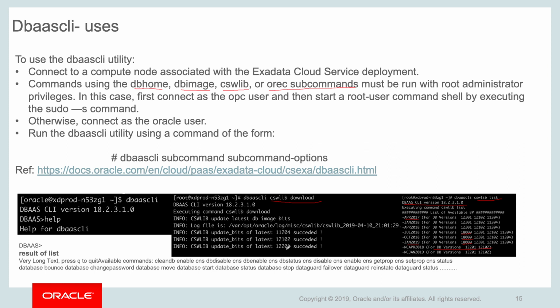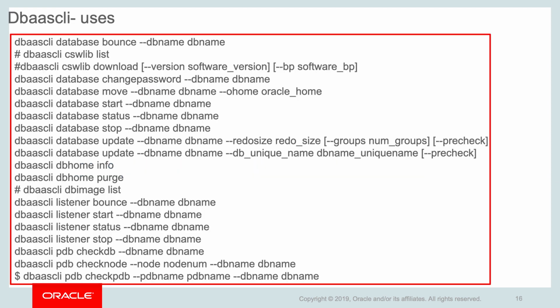But if you go ahead and provision your 18C starter database, you get all the 4 homes starting with 11.204 till 18, and then all the tooling will know what specific software to download applicable to your database or database homes. So we saw how to see what software is available and how to download.